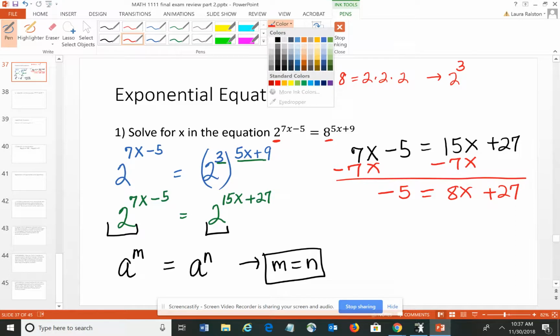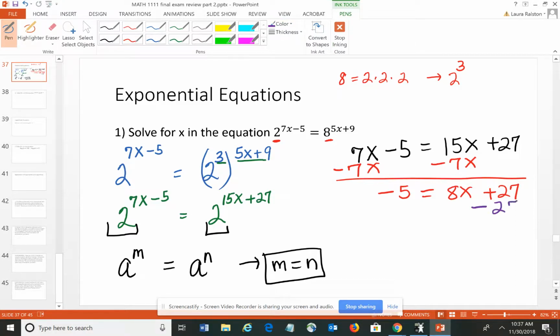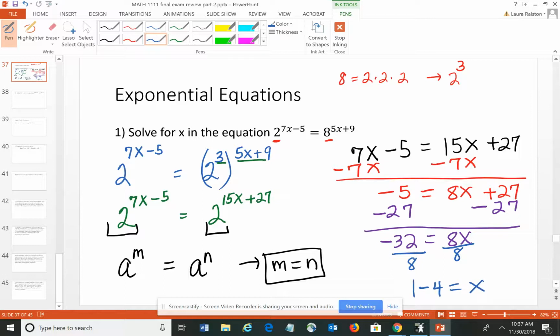Then I'm going to subtract 27 from either side, again, to get the x by itself. So I have negative 32 equals 8x. I'm then going to divide both sides by 8, again trying to isolate the x. So negative 4 equals x. There's my solution.